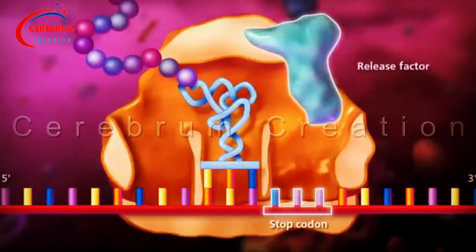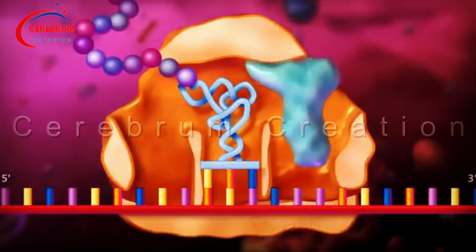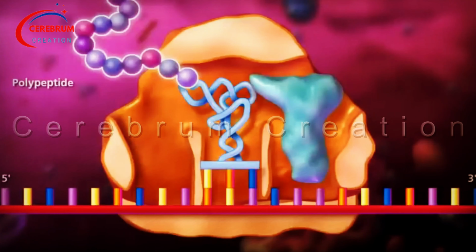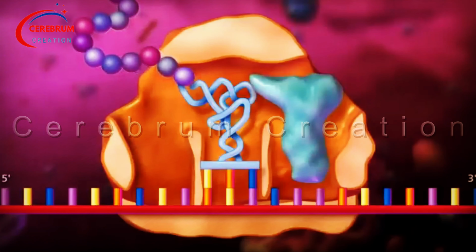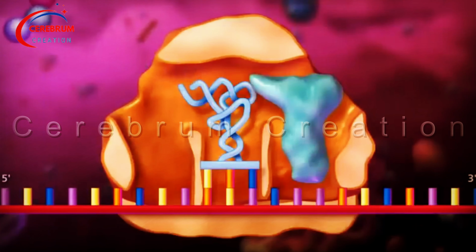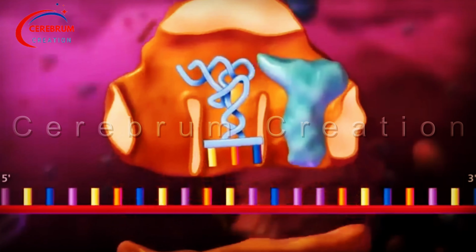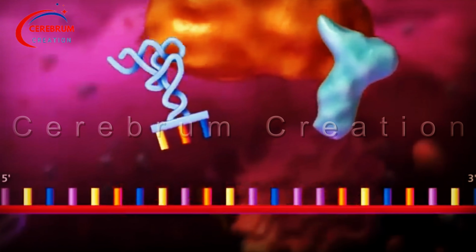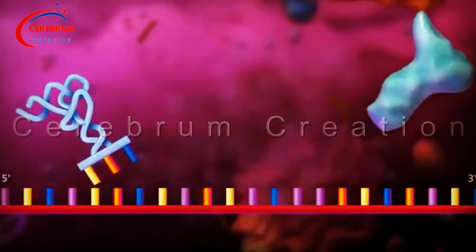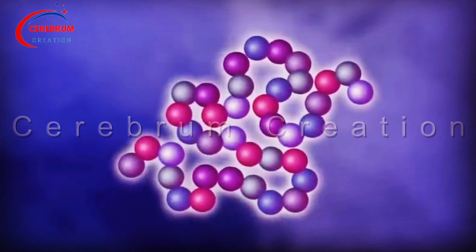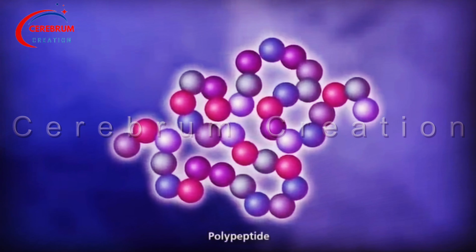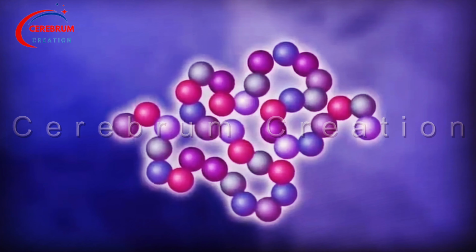A release factor binds to the A site at a stop codon, and the polypeptide is released from the transfer RNA in the P site. The entire complex dissociates, and can reassemble to begin the process again at initiation. The purpose of translation is to produce polypeptides quickly and accurately.